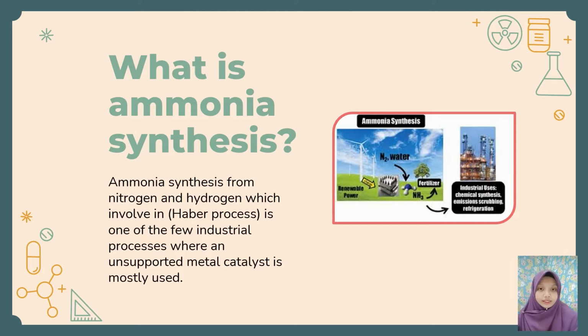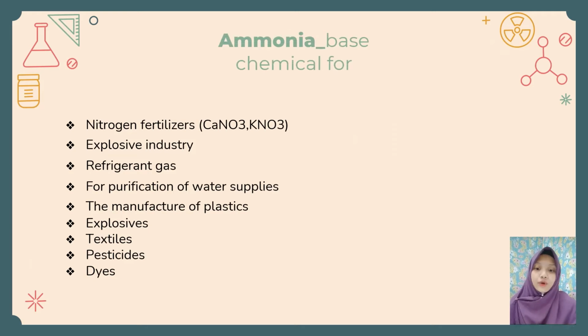What is ammonia synthesis? Ammonia is synthesized from nitrogen and hydrogen in the Haber process. The Haber process is one of the few industrial processes where an unsupported metal catalyst is mostly used. As we know, ammonia is the base chemical for nitrogen fertilizer, the explosive industry, refrigerant gas, purification of water supplies, and the manufacture of plastics, explosives, textiles, pesticides, and dyes.